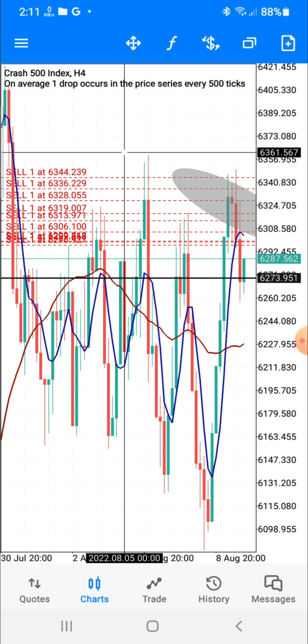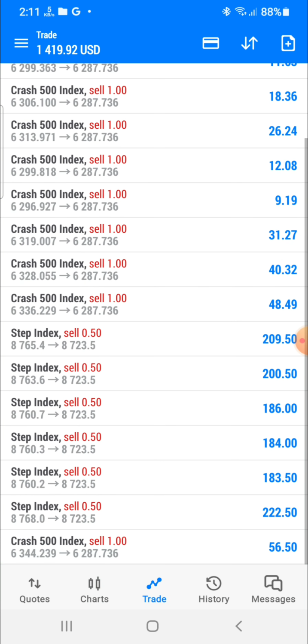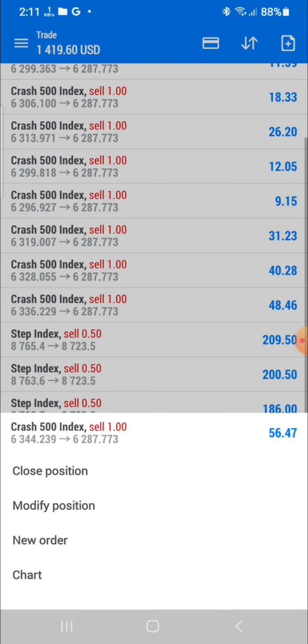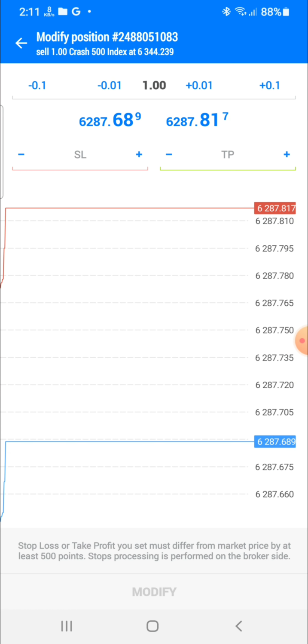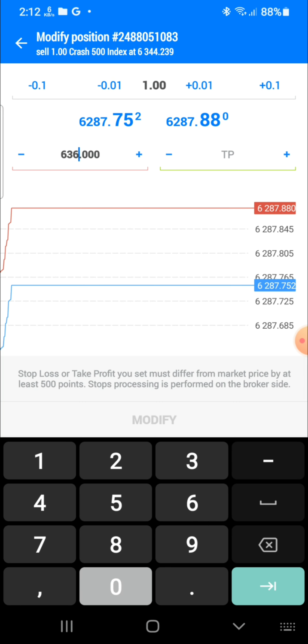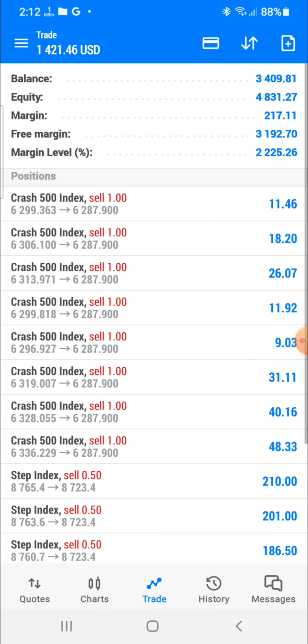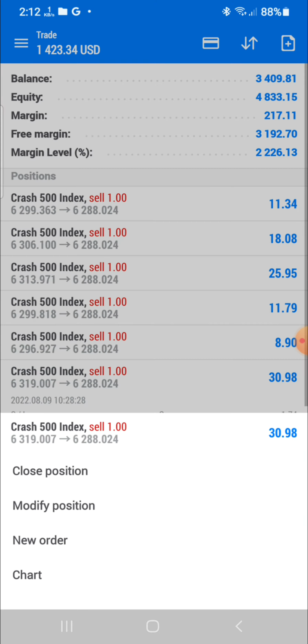I was basically just trying to look for where I can put my stop loss for Crash 500 index, and also the stop loss for Step Index. So let's just watch a little bit more of what I did, and then I'm going to talk about the dramatic thing that happened to my account, unfortunately.